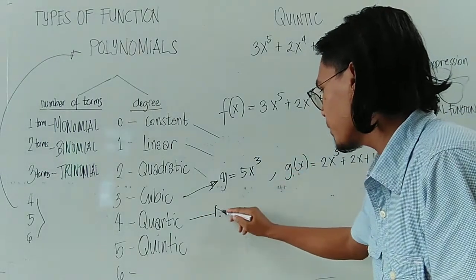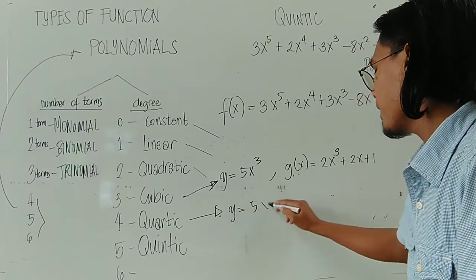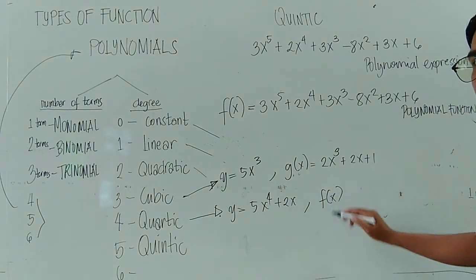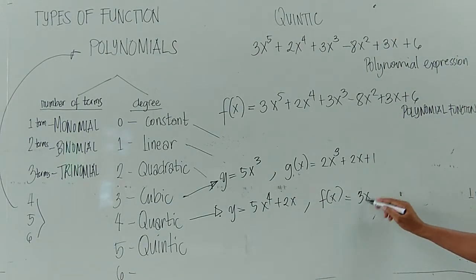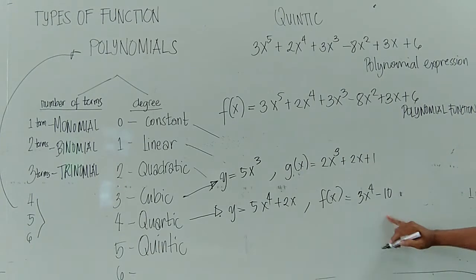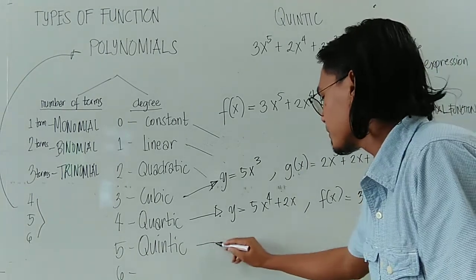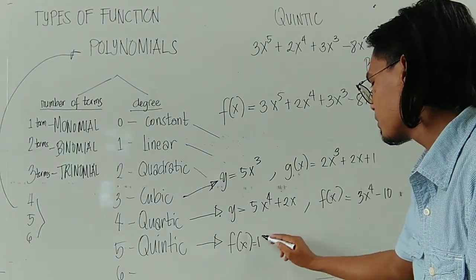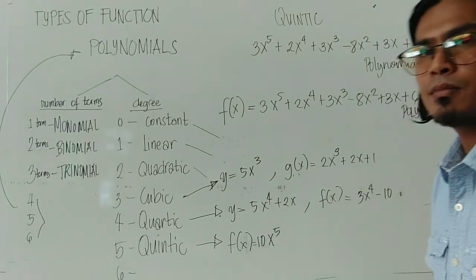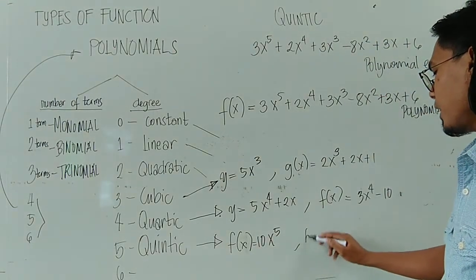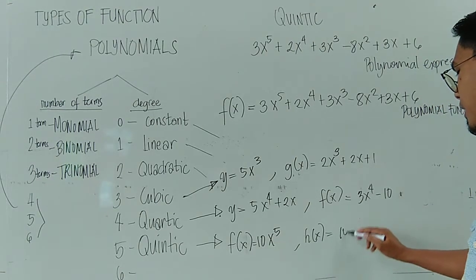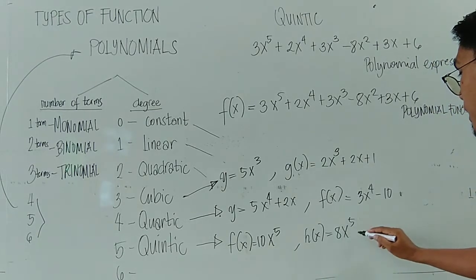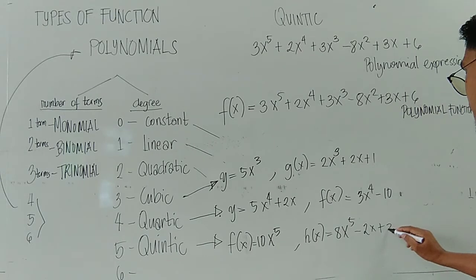Then sa quartic na to, we have y is equals to 5x raised to 4 plus 2x. Another one is f of x equals 3x raised to 4 minus 10. Okay, so tanawag na lang dito ang exponent. Then we have the last, the quintic, we have f of x is equals to 10x raised to 5. Another one, we have h of x is equal to 8x raised to 5 minus 2x plus 3.